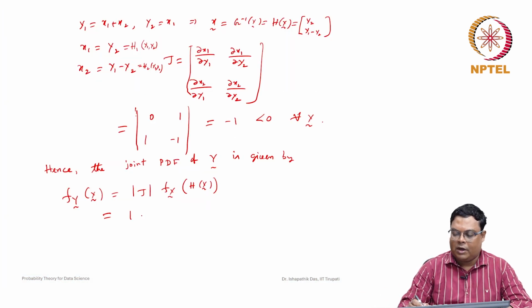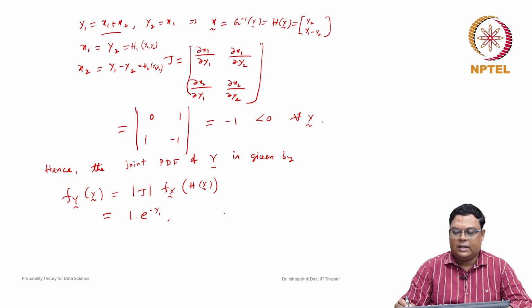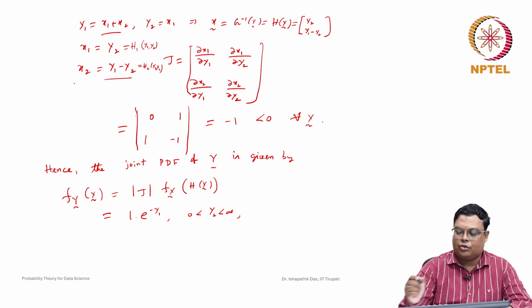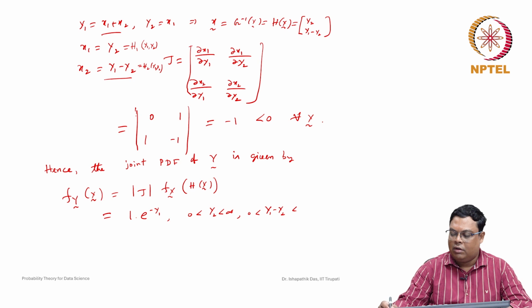So it will be e to the power of x1 plus x2 here, x1 plus x2 here, y1, 1 into e to the power of minus y1. But the condition is that this x1 has to be greater than 0, less than infinity, so y2 is nothing but x1. Not only that, x2 also, that means y1 minus y2 also, x2 is greater than 0, less than infinity.